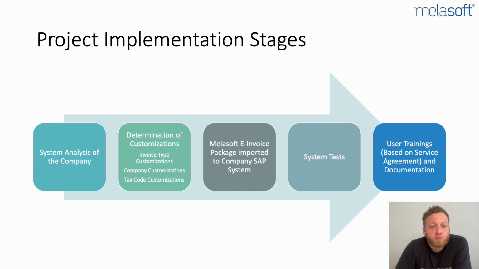And here we're going to talk about what our expected project implementation would be if you were our customer. Generally, as always, it starts with system analysis. We're going to analyze the company, your processes, and then determine what customizations you may need: the invoice type, the company customizations, tax codes, because obviously in countries you may have one or two entities or even more, so we need to understand the tax codes.